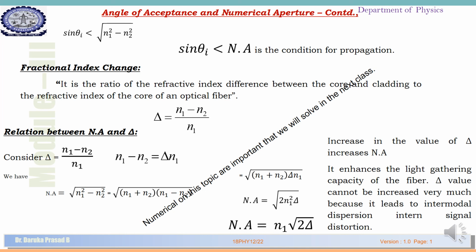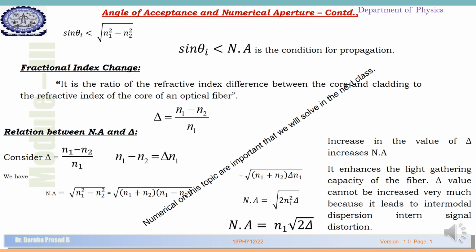If you try this, you will fail, because there is one more term that is important for successive total internal reflection, and that is the fractional index change. We generally represent the fractional index change with the notation delta, which is the difference between the core and cladding refractive indices divided by the refractive index of the core. When this ratio is very, very small, only then is successive TIR possible, otherwise not possible.